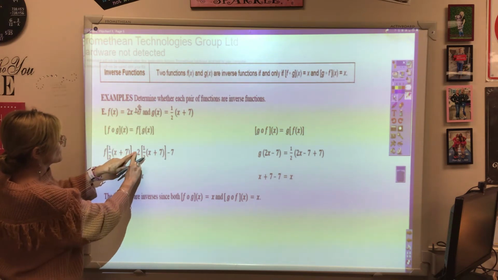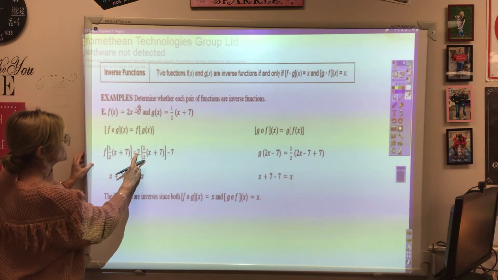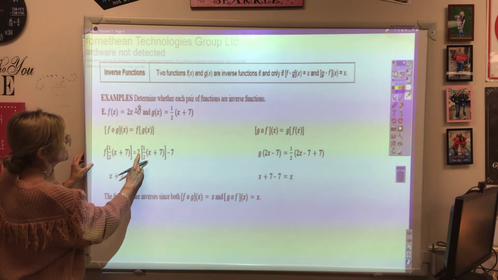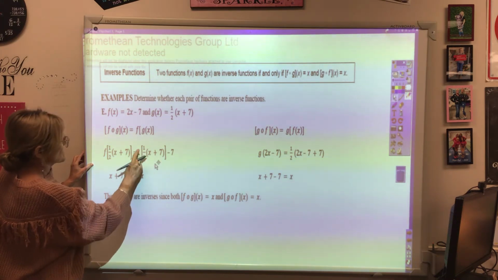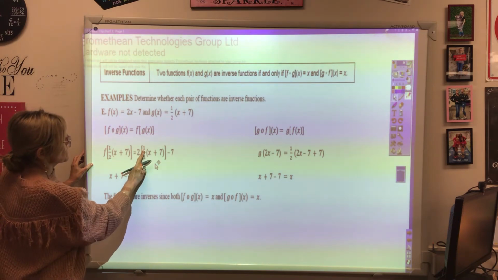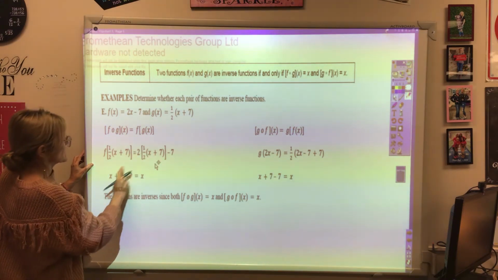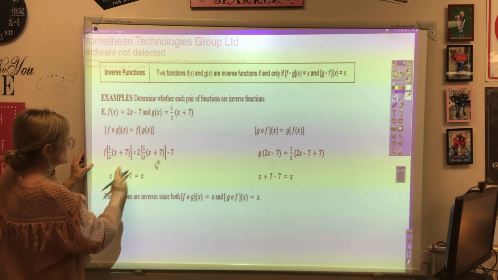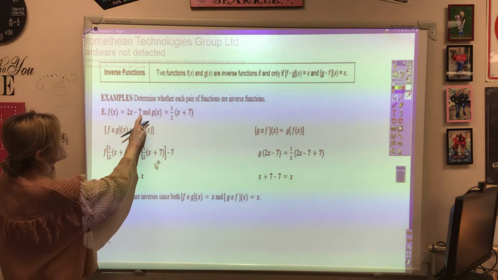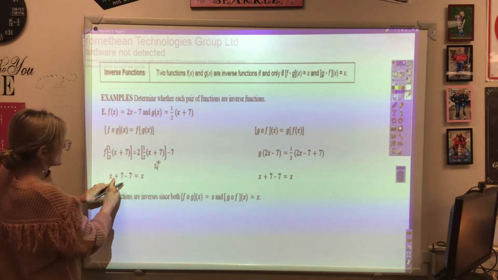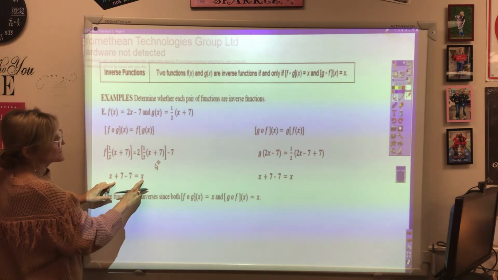Now if you FOIL through here, multiply through, first of all, 2 times 1/2 is 1. That would give us a 1. 1 times x is x. 1 times 7 is 7. But then you also have this minus 7. So x plus 7 minus 7 equals x.